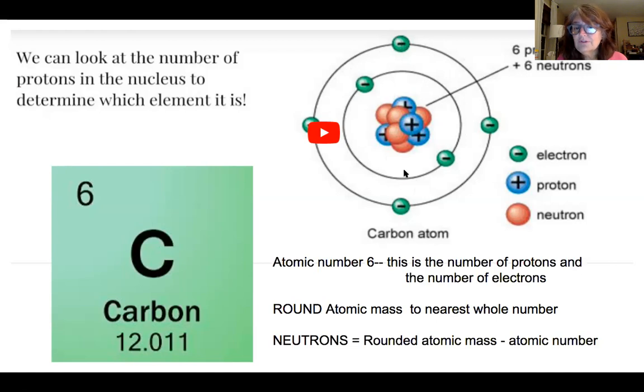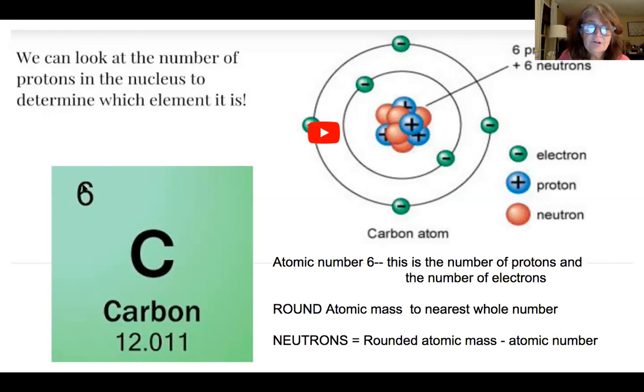We place north, south, east, west. And so now we have 6 protons in our nucleus and 6 electrons orbiting, 2 in the first shell and then up to 8 in every other shell. Now, we cannot change this number of protons. If we do, we change this atom from carbon to something else.